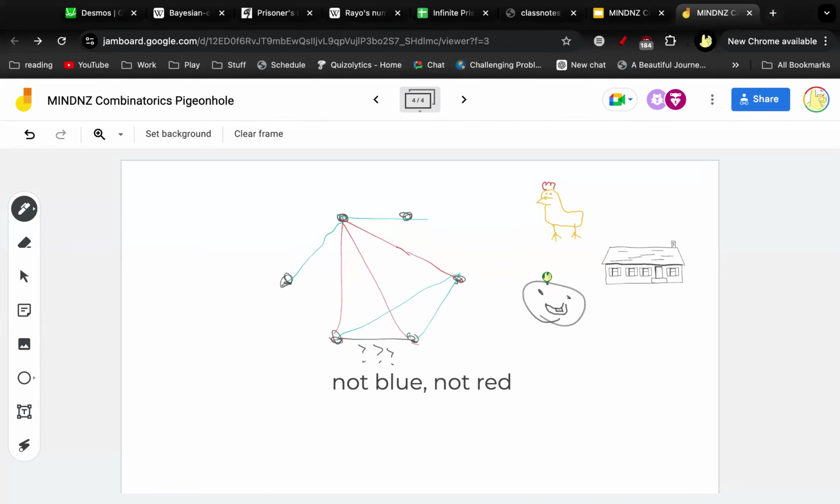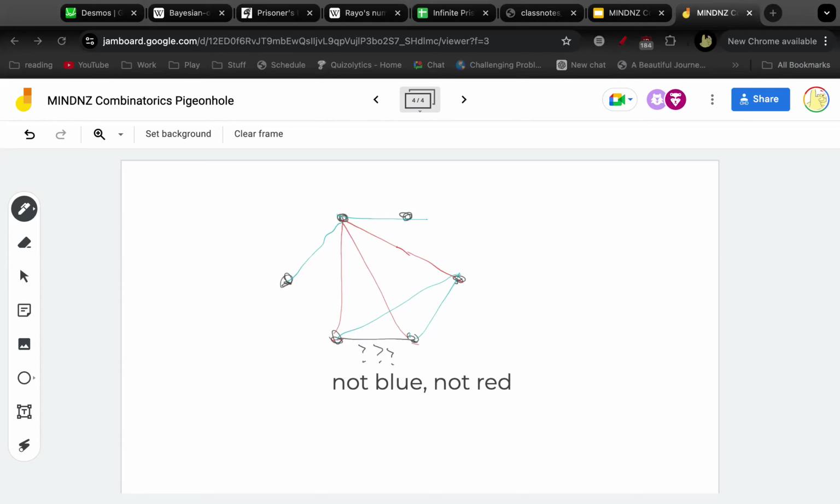Okay. So when you're writing a proof, just go through all the logical steps, right? Make sure that every case is covered. So you explain 100% why it must always be true, why it must always be the case that there's either a red triangle or a blue triangle.